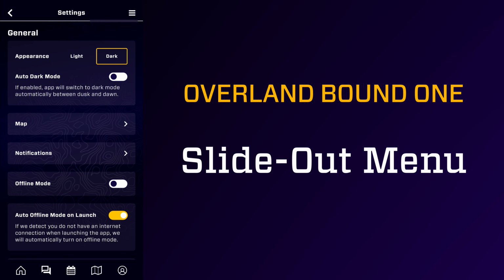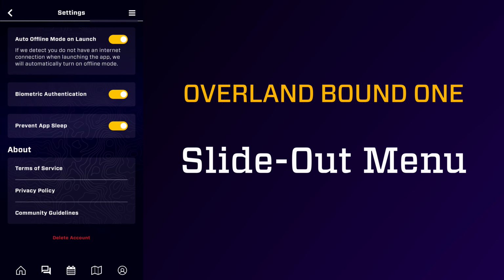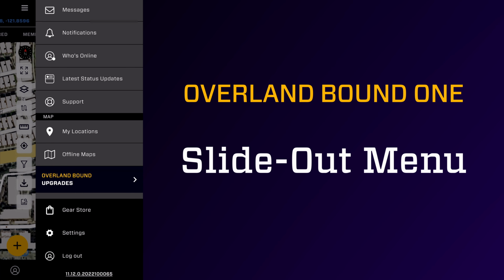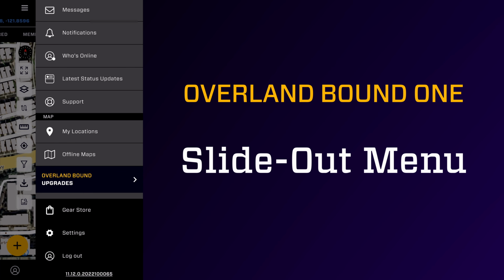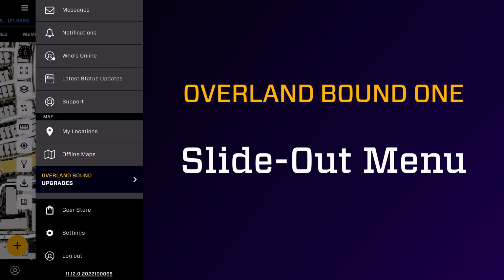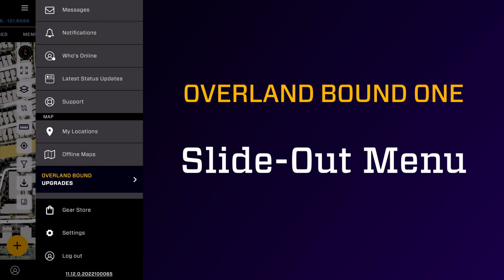Settings. This will be a whole other tutorial because there are so many settings for you. Now, log out. That is clear. Be careful logging out. The reason is if you are offline and you log out and you don't have internet access, trying to log on, you will not be able to log on. So if you are going to be offline, make sure you're logged on, and you will generally stay logged on to the Overland Bound app unless you log out.